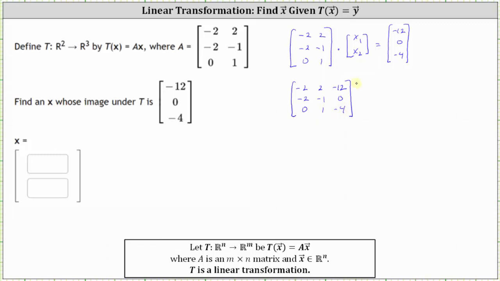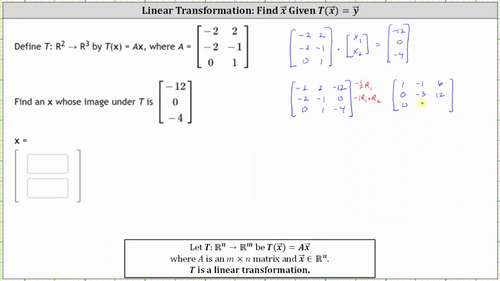Let's replace the first row with -1/2 times row 1 to get a leading entry of 1. Let's replace row 2 with -1 times row 1 plus row 2 to get a 0 in row 2, column 1. -1/2 times row 1 gives us 1, -1, 6. And now let's replace row 2 with -1 times row 1 plus row 2. -1 times -2 is 2, plus -2 is 0. -1 times 2 is -2, plus -1 is -3. And -1 times -12 is 12, plus 0 is 12.